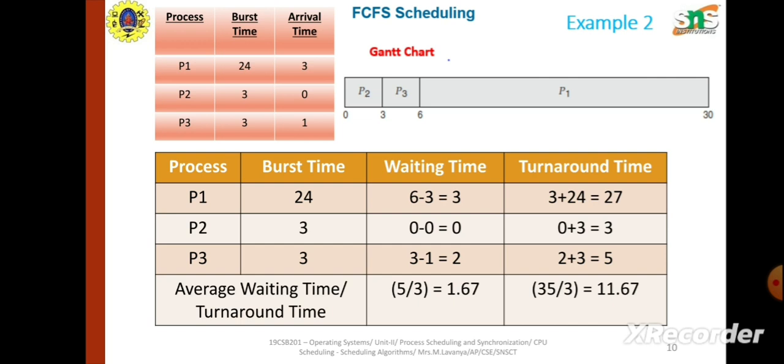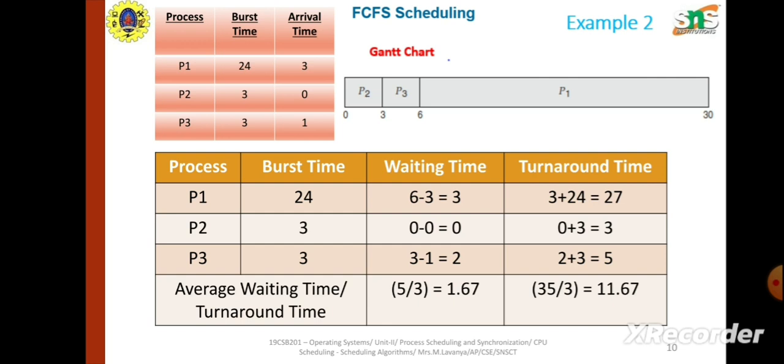This is the Gantt chart. Using the Gantt chart, we are finding the waiting time and turnaround time. As seen before, waiting time formula equal to starting time minus arrival time. In this process P1, starting time is 6. So 6 minus its arrival time, which is 3. So 6 minus 3 is 3 itself. That is process P1 waiting time.